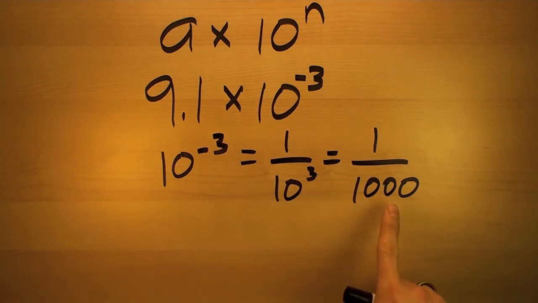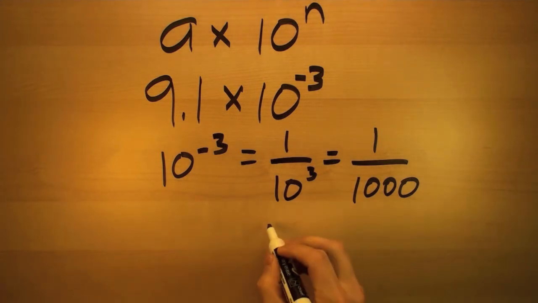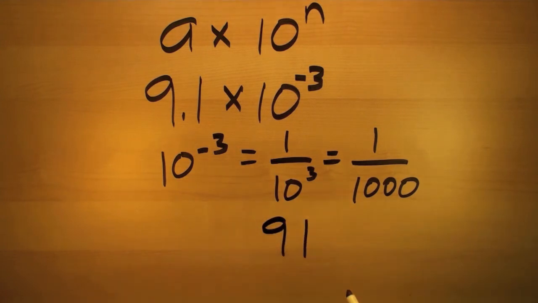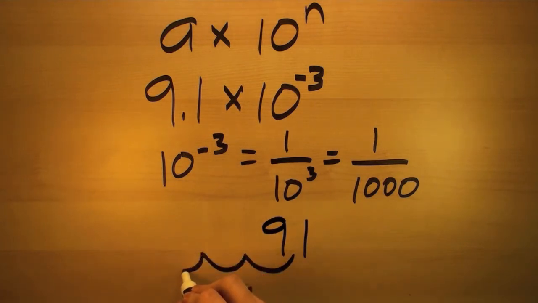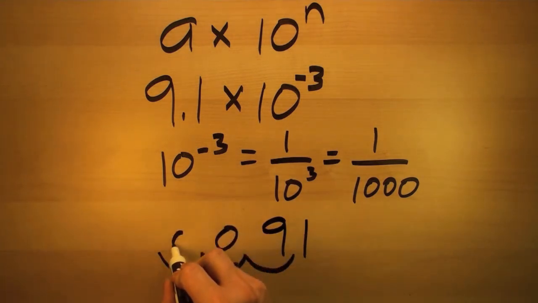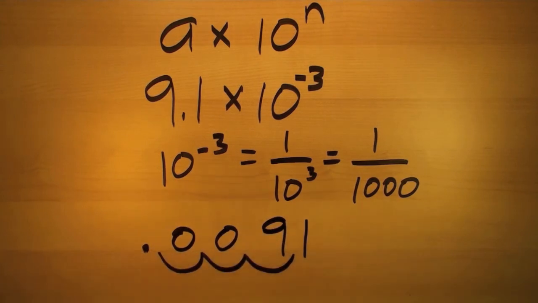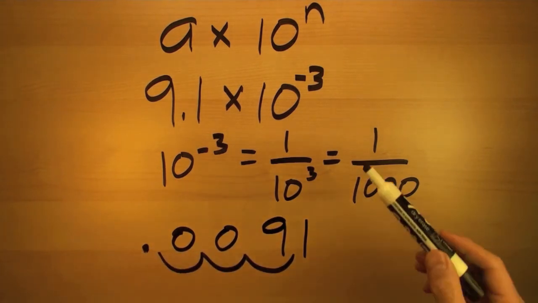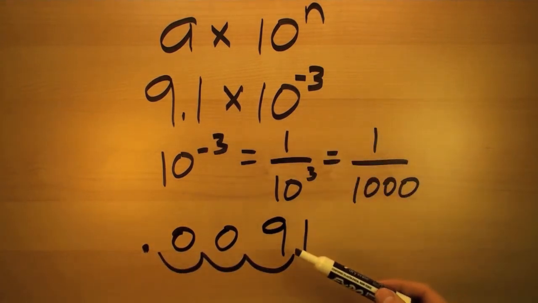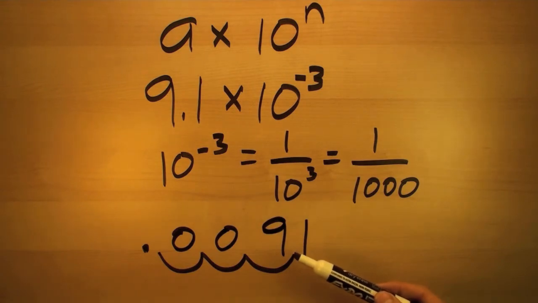So in this case, dividing by 1,000, we're still moving the decimal 3 places, but we're moving it the other direction. So if we have 9, 1, and the decimal starts between the 9 and the 1, and we move 3 places, 1, 2, 3, then we get zeros in front, and then we put our decimal. So 9.1 times 10 to the negative 3 is 0.0091.